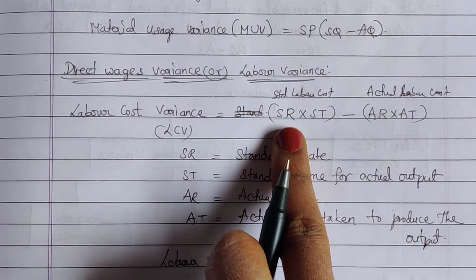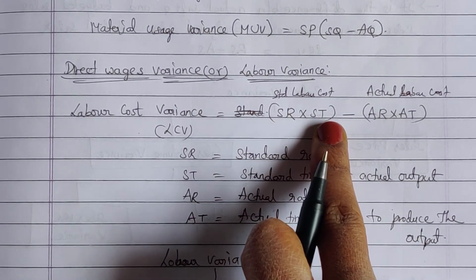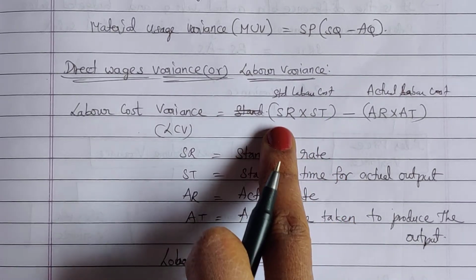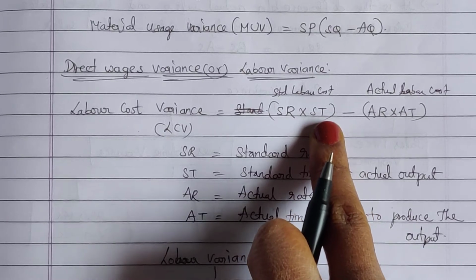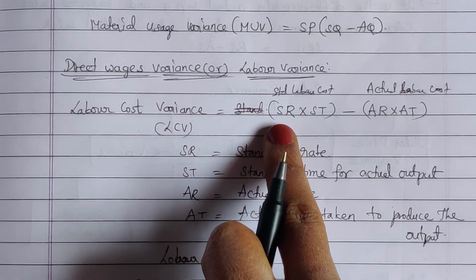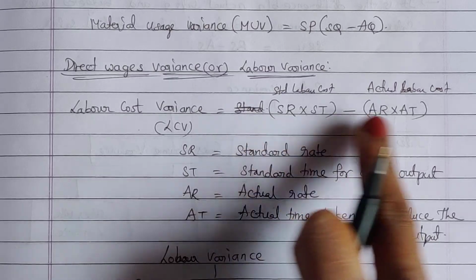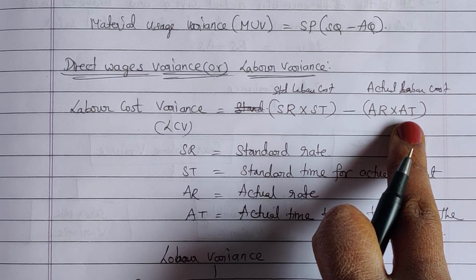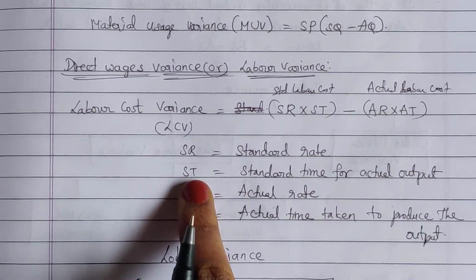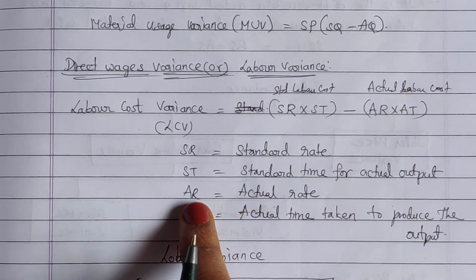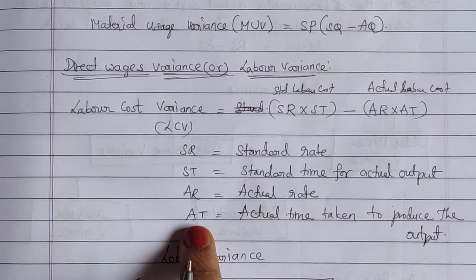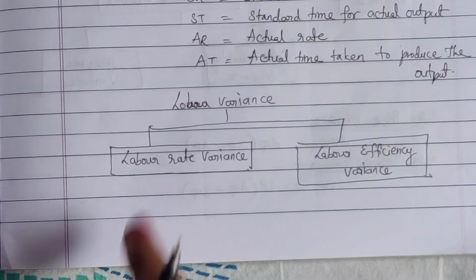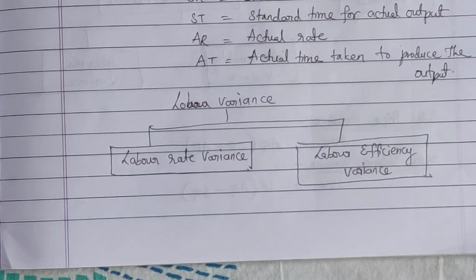So we use the formula standard rate into standard time minus actual rate into actual time. To produce 1 unit of product, what is the standard time we require and what is the rate per unit? But actually, something else happens. SR means standard rate, ST means standard time, AR means actual rate, and AT means actual time. For this we have two reasons for the labor variance.